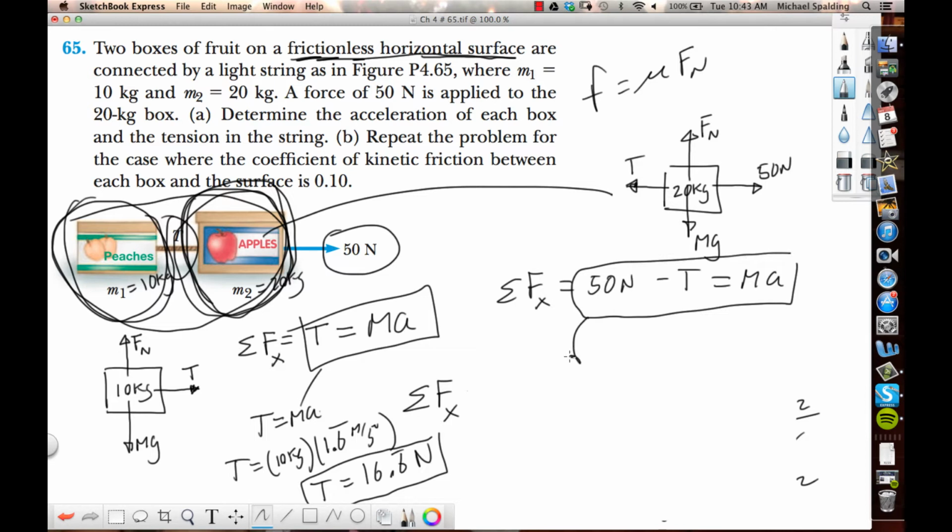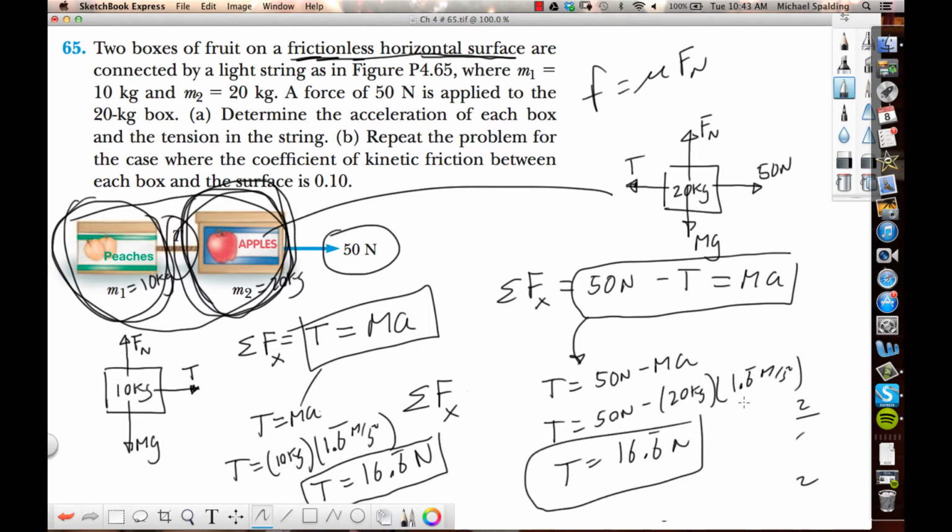Solve this for T. You're going to get 50 minus MA, so 50 newtons minus 20 kilograms times the acceleration, and the acceleration is 1.6 repeating. You get the exact same answer. So you could use M1 or M2 to get the tension in between. Okay?